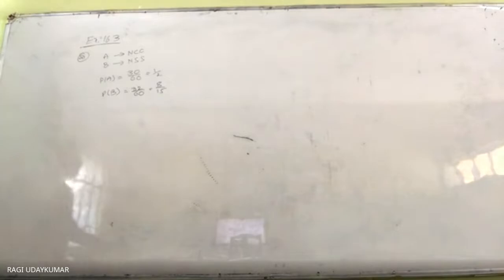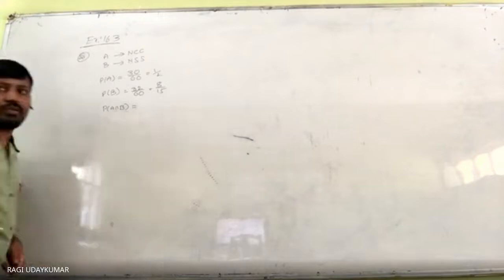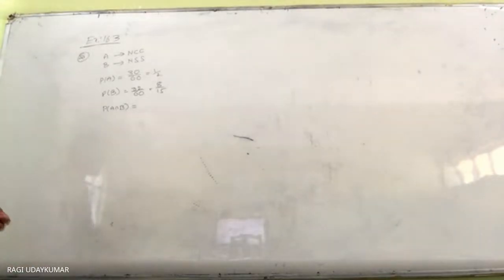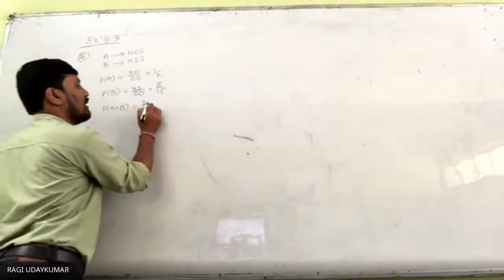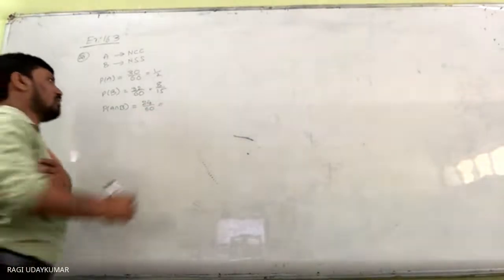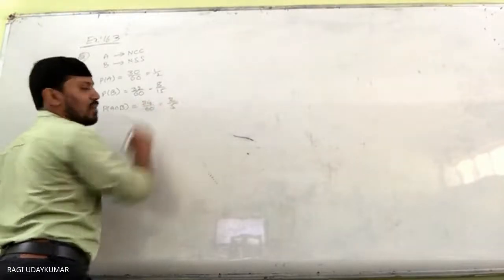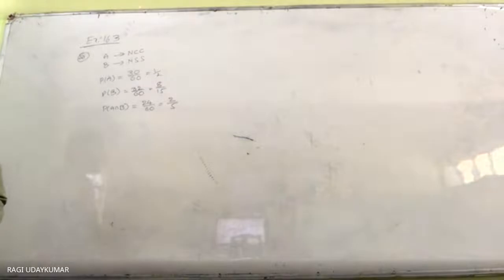The number of students who selected both NCC and NSS is represented by A and B. So probability of A and B: how many students are given to you? 24 students selected both. It is 24 by 60, which is equal to 2 by 5. And it is asking you to find the probability of A or B.